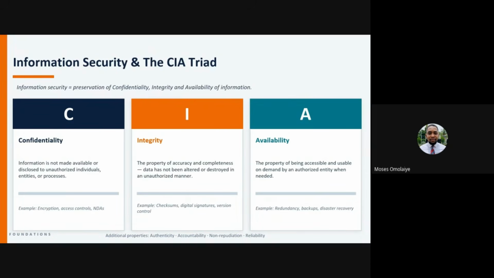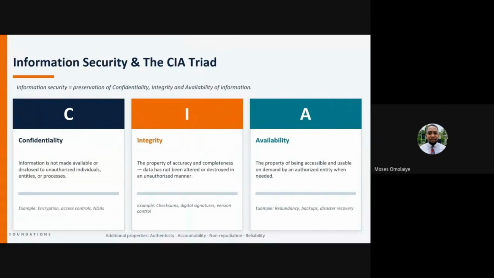So we have C, which stands for confidentiality, I stands for integrity, and A stands for availability. Now, confidentiality means that only authorized individuals, entities, or processes will the information be made available to. That is why we have things like encryption, we have things like access control, and that's why we sign non-disclosure agreements. Then we have integrity.